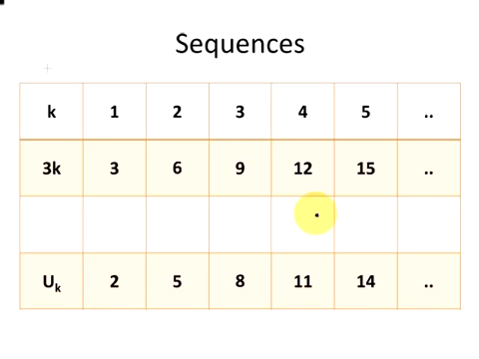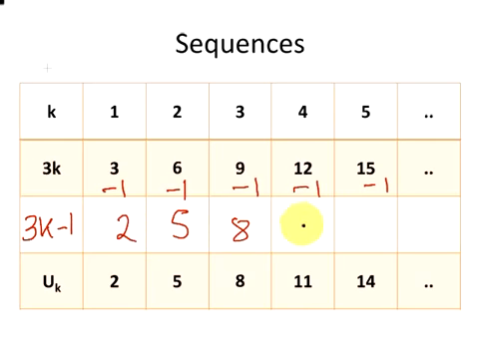So the next thing we're going to do is see what sort of difference we need to get to the number we have. So we have 3k. What's the difference between that and u of k? In this case, it's minus 1. We will get 3 minus 1 is 2, 6 minus 1 is 5, 9 minus 1 is 8, and so on. So 3k minus 1 gives us 2, 5, 8, 11, and 14.